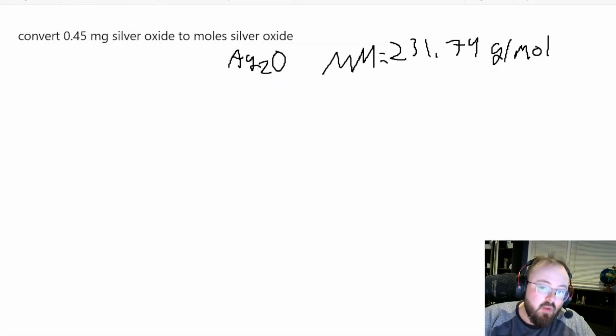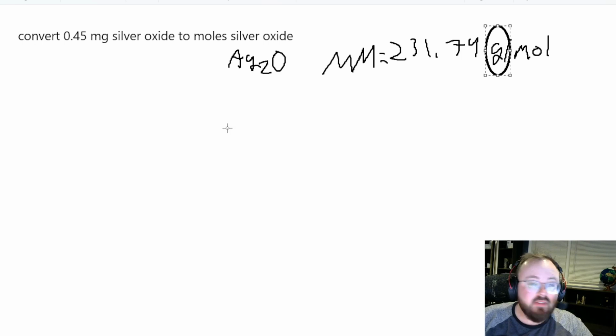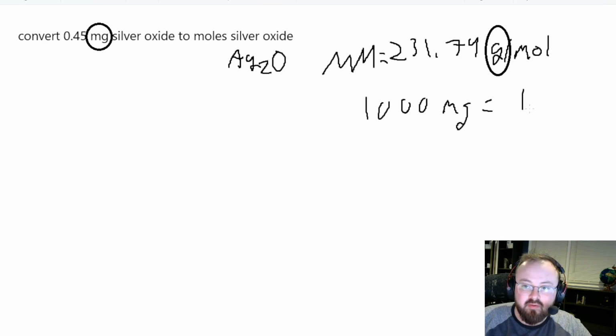Alrighty, so our goal here is to convert 0.45 milligrams of silver oxide to moles of silver oxide. And I emphasize the milli because my unit of molar mass is in grams, and my unit of mass that I'm given is in milligrams. Therefore, I must do a conversion. And I will have you memorize this conversion factor. There's 2 that I'm having you memorize, milli and kilo. And you're going to have to remember it. 1,000 milligrams is equal to 1 gram.